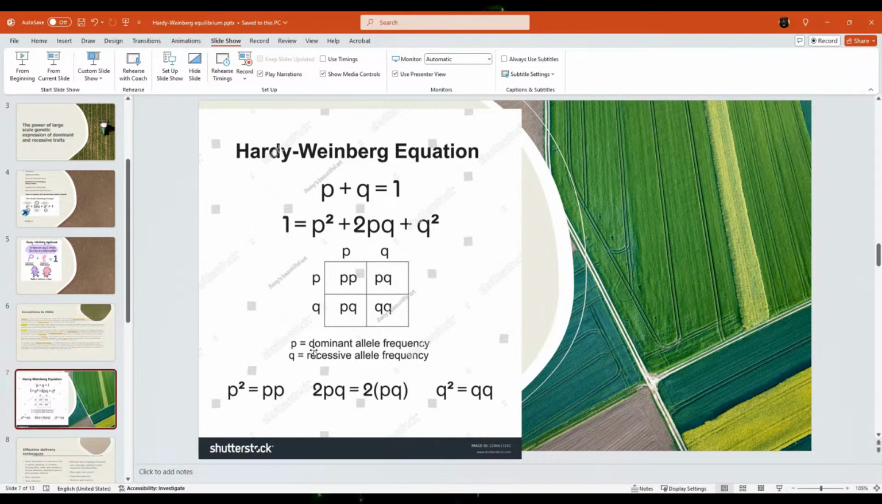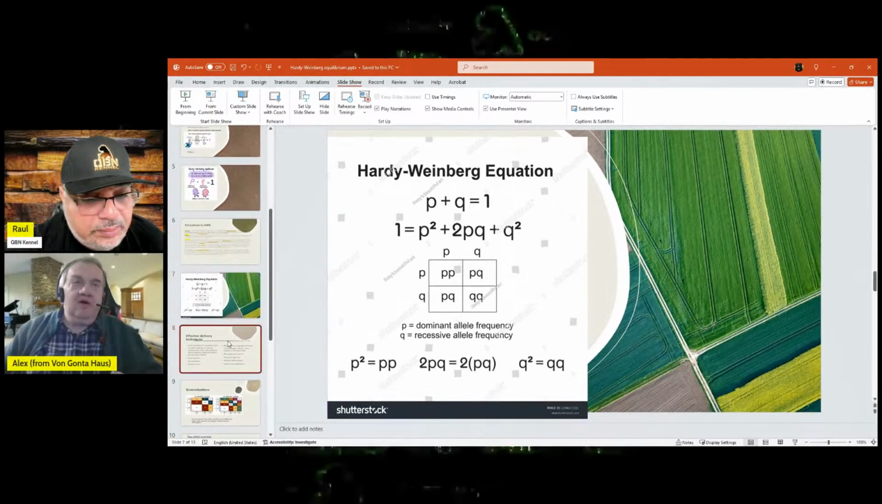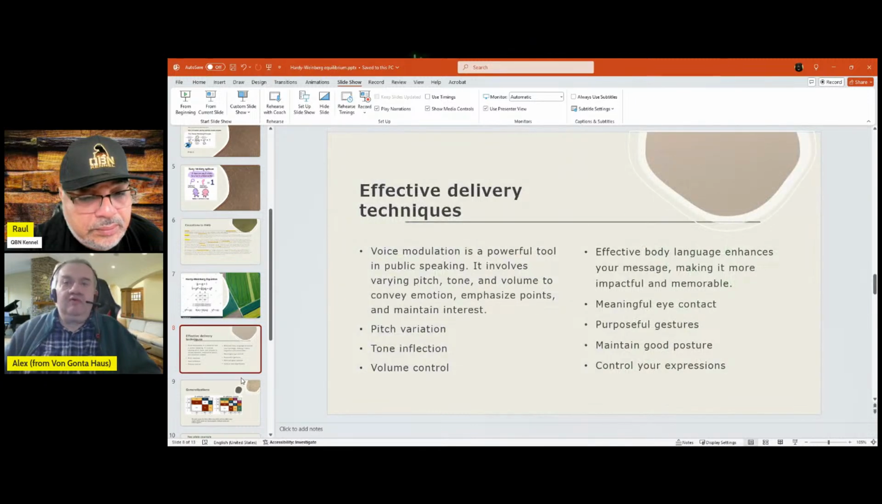So P is the dominant allele frequency, Q is the recessive. So P squared is PP. You know, P times P is P squared. 2PQ is the same thing as 2 times the factor P times Q, and Q squared is Q times Q. So the math is a simple binomial expression, but what's the point of it? Why is it useful?